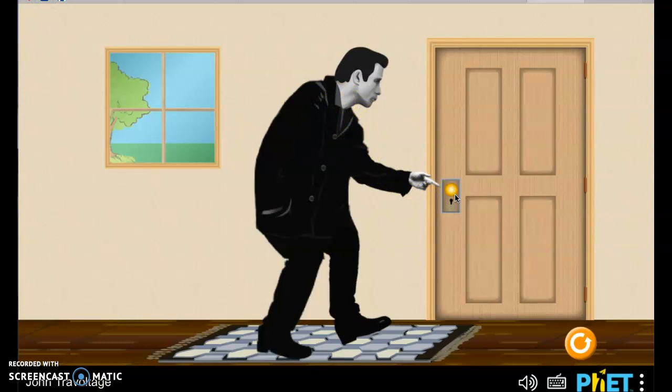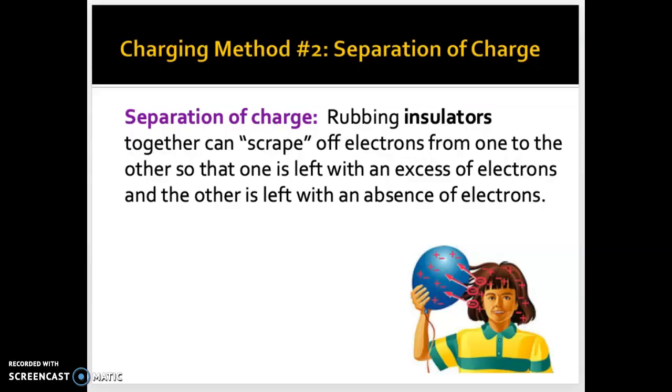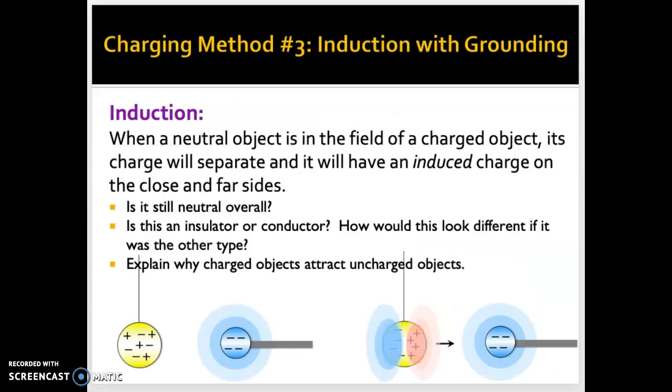Negative charge doesn't like to be with negative charge, so it's going to try to spread out if it can onto that ground of the doorknob. He's going to get grounded that way. Okay, so the balloon rubbed on the sweater, and John Travoltage rubbing his rubber shoe on the carpet, both of those are examples of separation of charge with insulators. That happens with insulators.